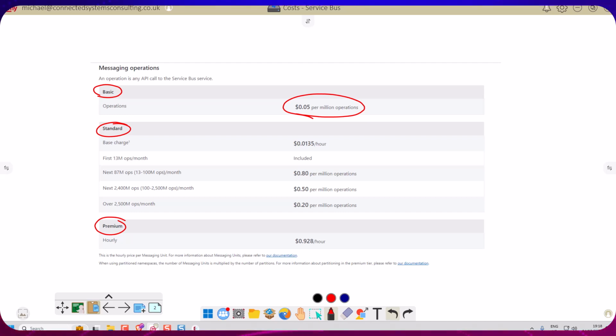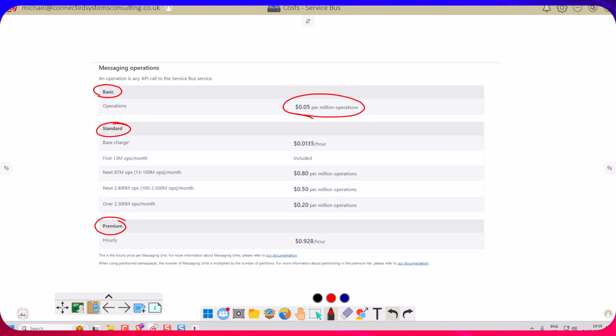The key thing to probably note is there's some big differences between the different SKUs, particularly on basic, where a lot of the features that you might want for an enterprise message broker are kind of restricted. So it's a very cut down version of Service Bus, but then it's a great price for it.